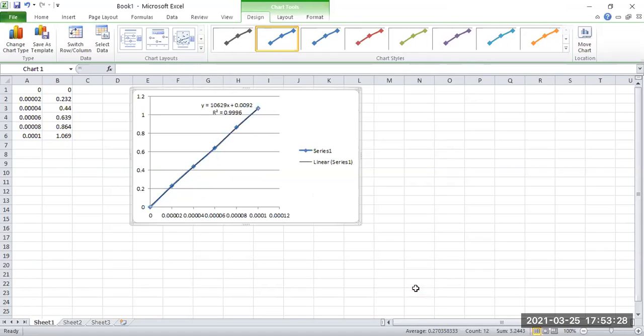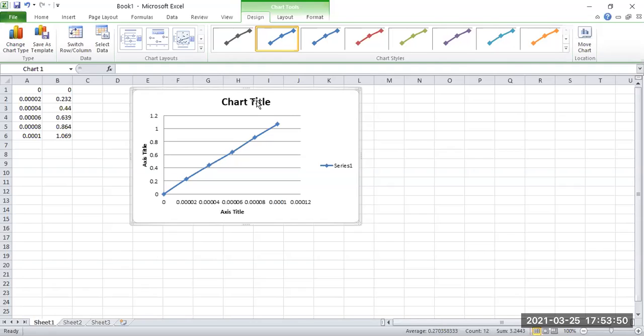And yeah, so I got a Y value of, or Y equals 10,629x plus 0.0092. So yeah, I've got pretty decent data. I can also look at my R value there. I'm really close to 1, 0.9996. And so if I wanted to go back and show you how I'm labeling this.